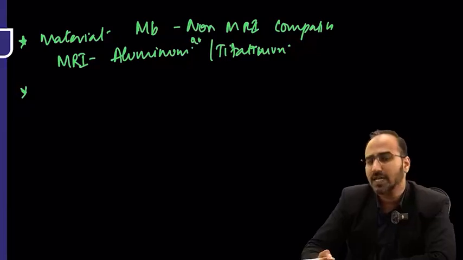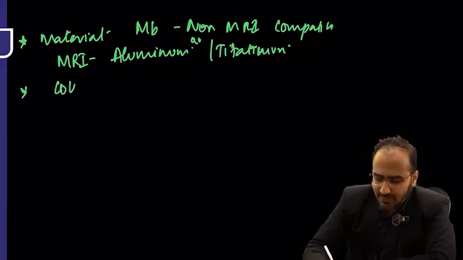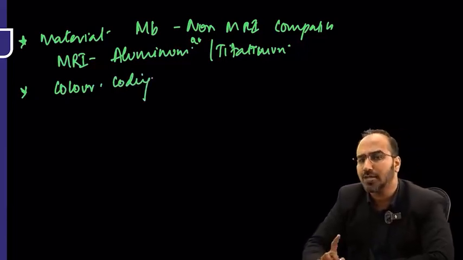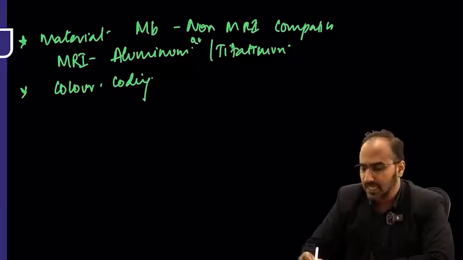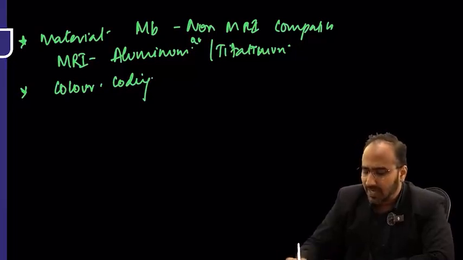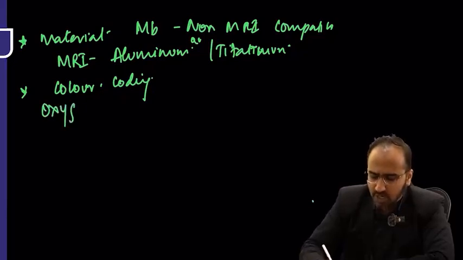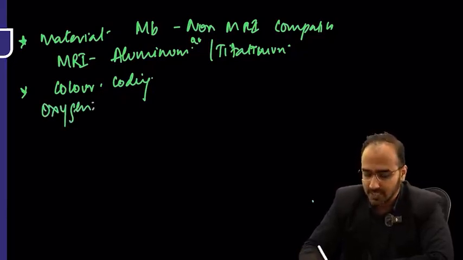Next guys, what else we need to remember? These cylinders are given different color coding so that by just looking at the color of the cylinder, you can easily identify what gas is present. Remember guys, for oxygen cylinder, what is the color coding? First, we'll go for the common gases, which could be asked guys.